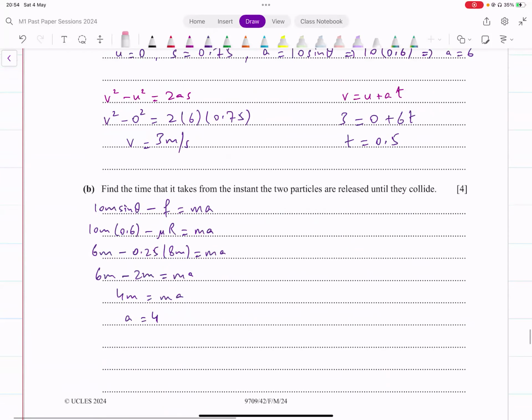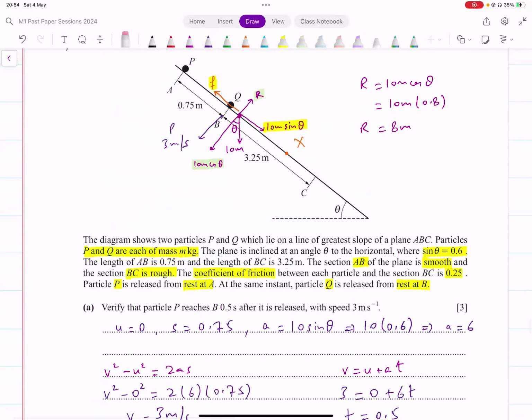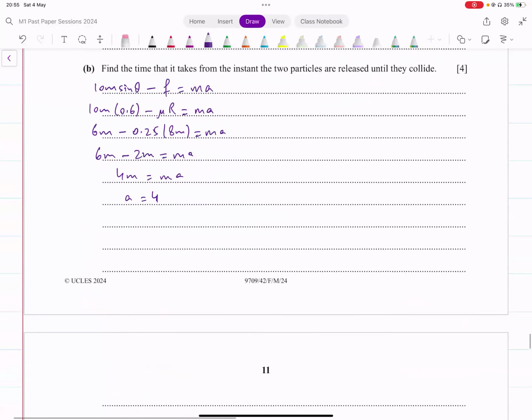So now that we've talked about forces, I'm going to get rid of these forces from here. We don't need them anymore. Now let's talk about the information that we have related to kinematics. At point B, the speed of P is 3 meters per second. Where is Q at this instant? Let's figure that out first.